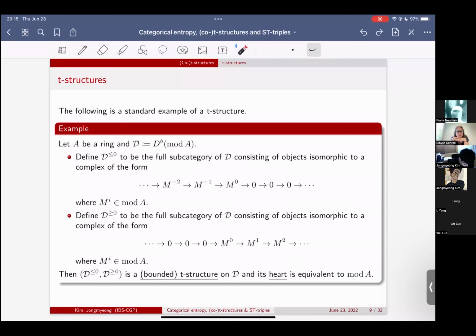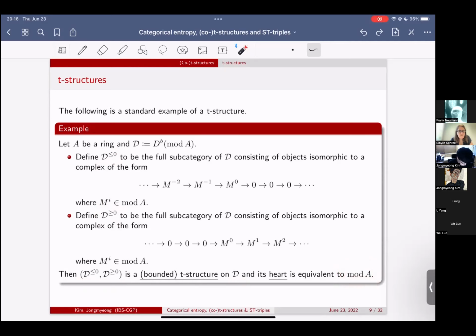So we define D^{≤0} to be the full subcategory of D consisting of complexes concentrated in non-positive degrees. And likewise, we define D^{≥0} to be the full subcategory of D consisting of complexes concentrated in non-negative degrees. And then these two subcategories form a bounded t-structure on D, and its heart is equivalent to the module category of A.